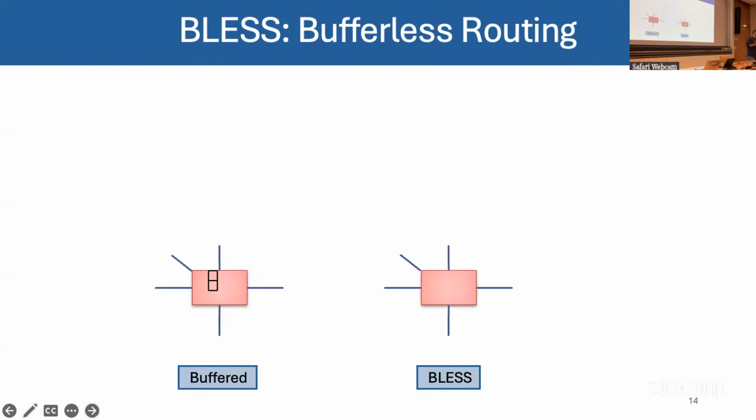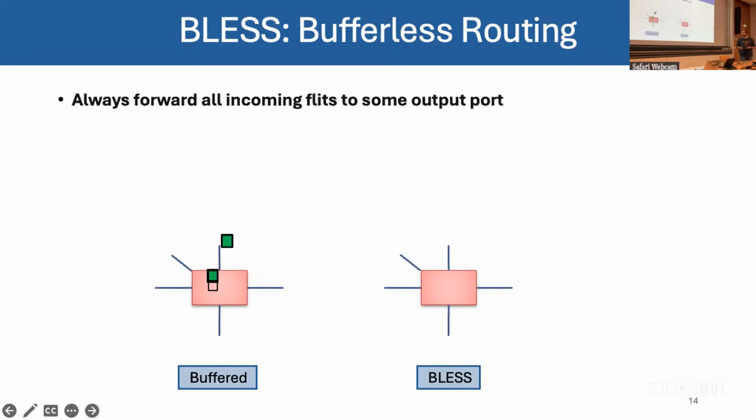Like in prior work, where we use buffers in the routers, when two flits arrive at a router in the same cycle, and both of them have the same and only the same productive direction, where productive direction means the next router in that direction is closer to the destination of the flit than the current router, then one of the flits gets forwarded to the port and the other one gets buffered and forwarded later. But when we get rid of those buffers, we obviously can't buffer the flits anymore.